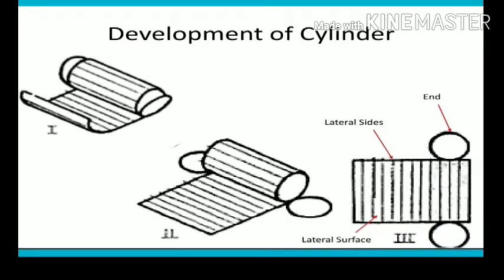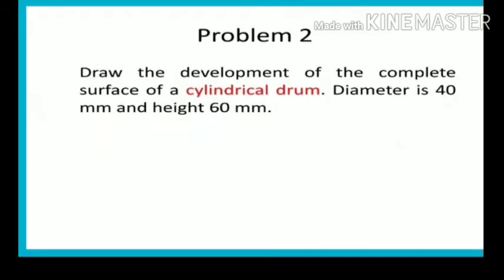Next, here in the figure, the development of the cylinder is shown. It is rolled by the paper, again it is unrolled, and as in the third figure it is shown that the total rolling is on a single plane of that unfolded paper, and that is the development of the cylinder.